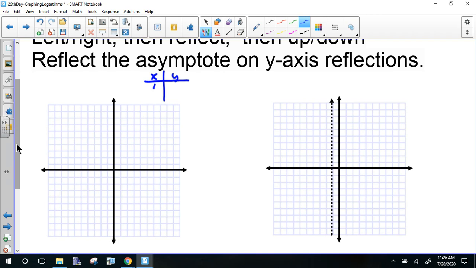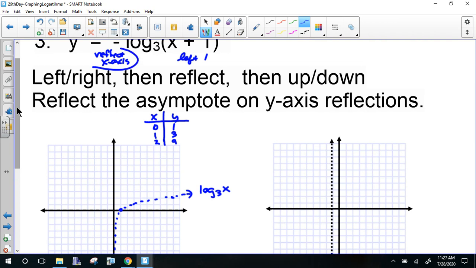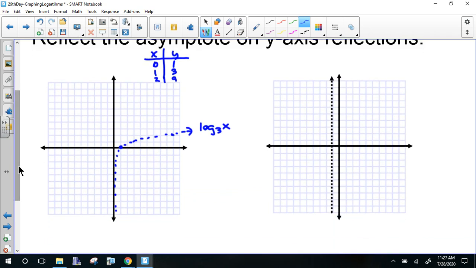So if I graph my log base 3, 3 to the 0 power is 1, 3 to the 1 power is 3, 3 to the 2 power is 9. So I get points at (1, 0), (3, 1), and (9, 2). So this is log base 3 of x. And now what I want to do with this is reflect it in the x-axis and move everything left 1.